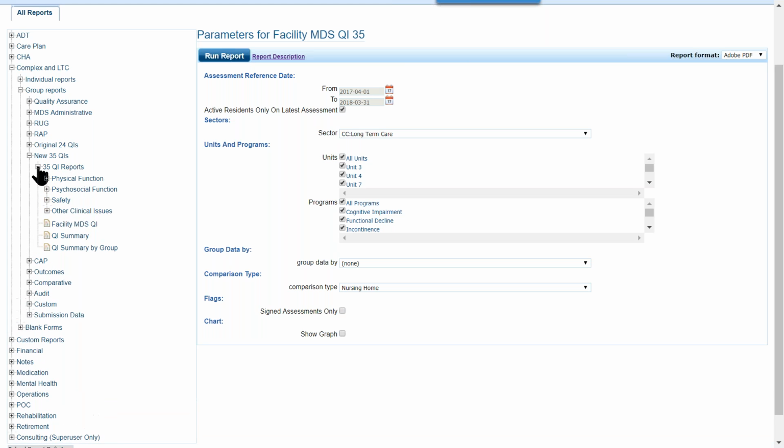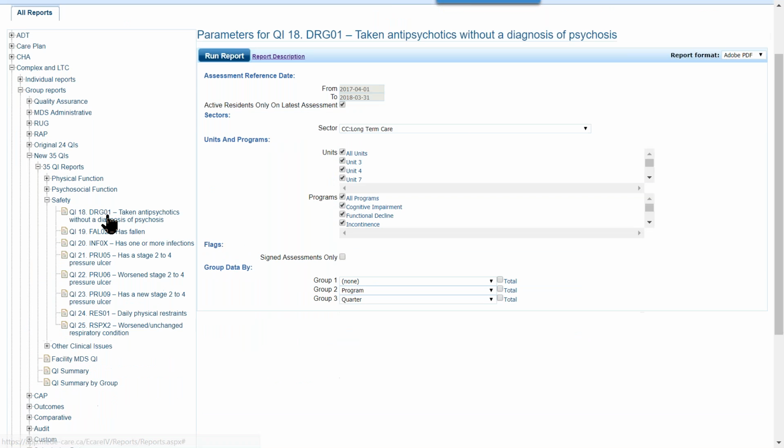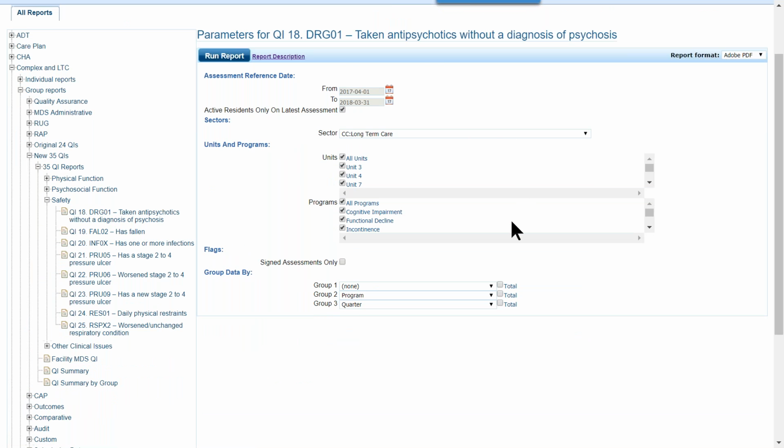So you click there. You can see here, remember antipsychotics was under safety factors. Click there, and there's the antipsychotic report. This is going to list out for us all of those people. And I'm going to keep the same people, my active clients, all units and programs I'm going to keep.